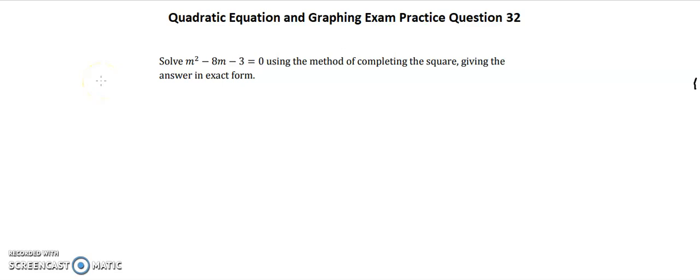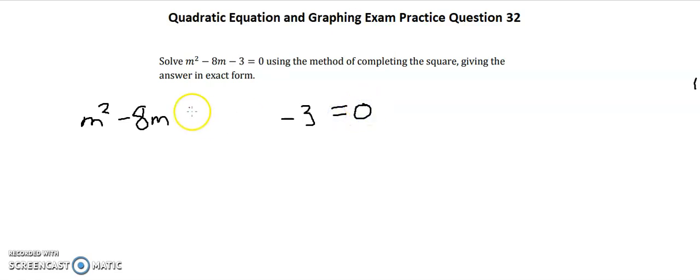Okay, it's quadratic equation and graphing exam practice question 32. So we are going to solve m squared minus 8m minus 3 equals 0 using the method of completing the square, giving the answer in exact form. So the first thing we are going to do to complete the square is we are just going to rewrite the equation, but I'm purposely going to leave a gap here of -3.